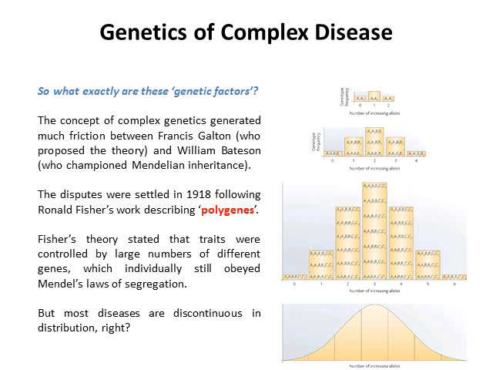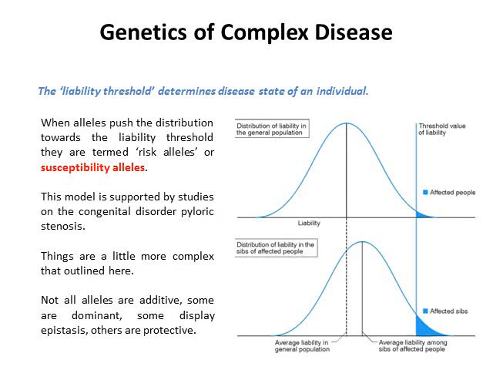So a problem with this obviously is that if you think about it, most diseases have a discontinuous distribution. You don't just have a little bit of cancer, you either have cancer or you don't have cancer. So how does this concept fit into the polygenic situation then? Well, how this fits in really is via something called the liability threshold.